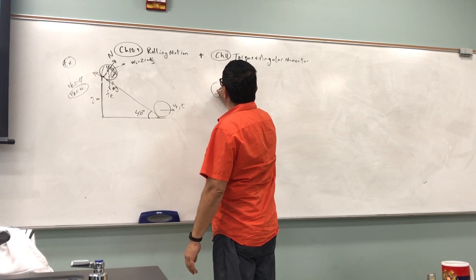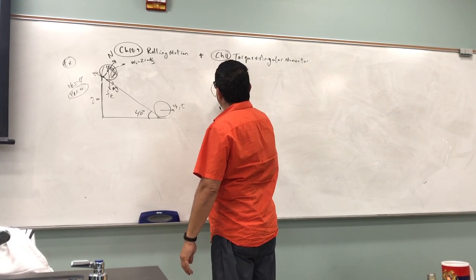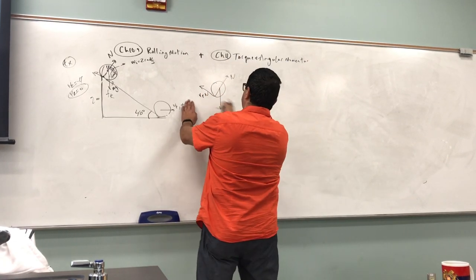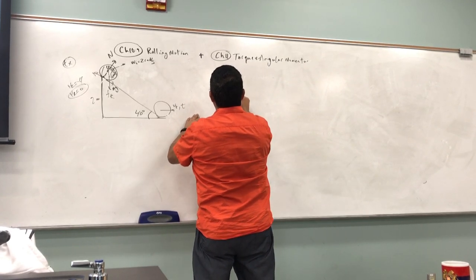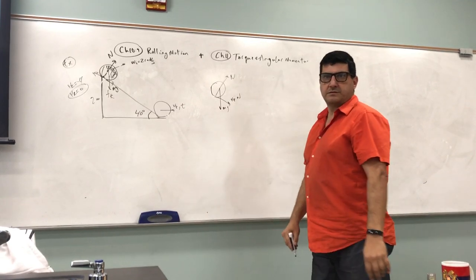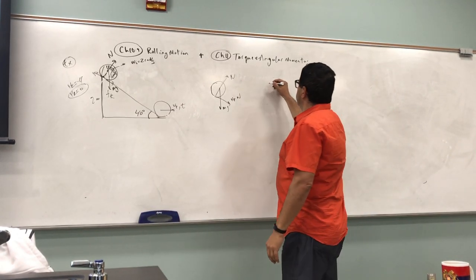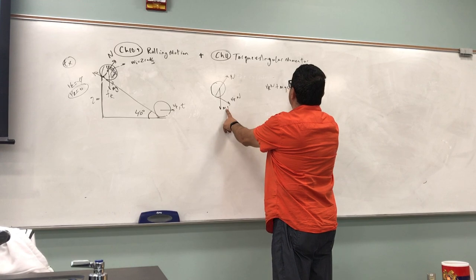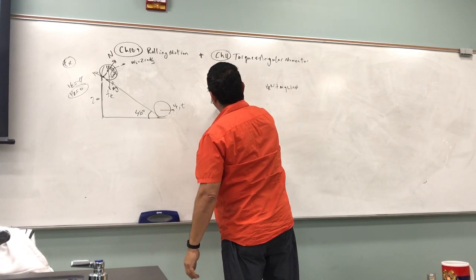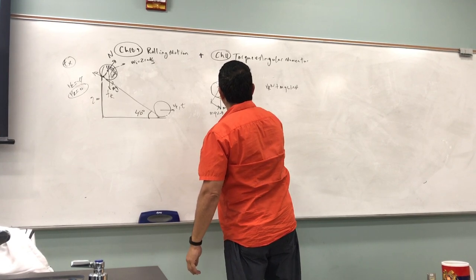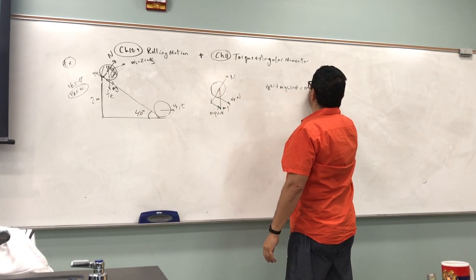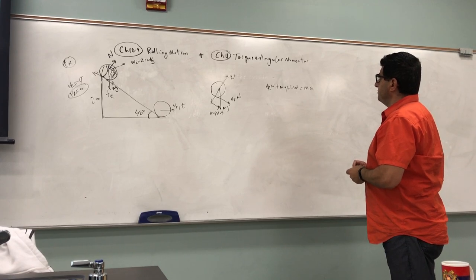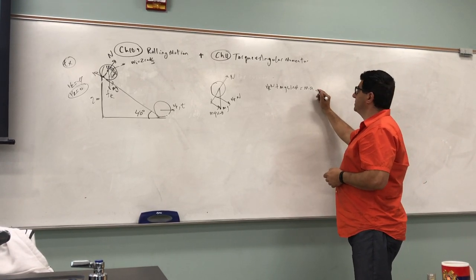So initially, this is the equation: N = mg, with friction mu k N. Kinetic friction, oh no, mu k N should be forward. So what's the acceleration going to be? Mu k N plus mg sine theta, which is the downward component of the weight, equals ma. And that's the acceleration of the center of mass.